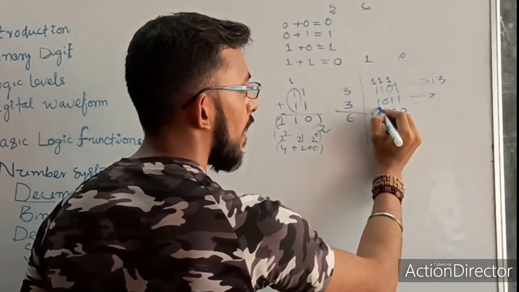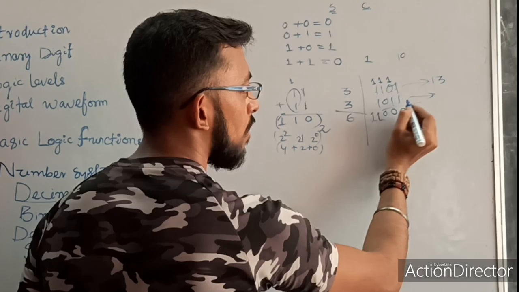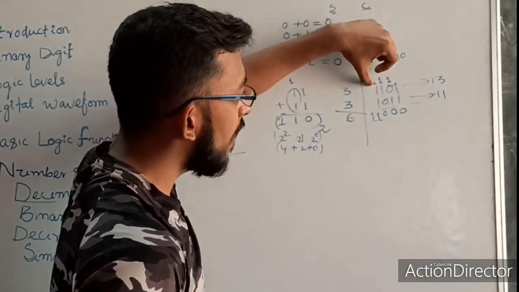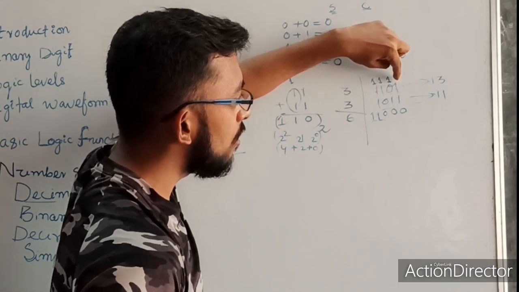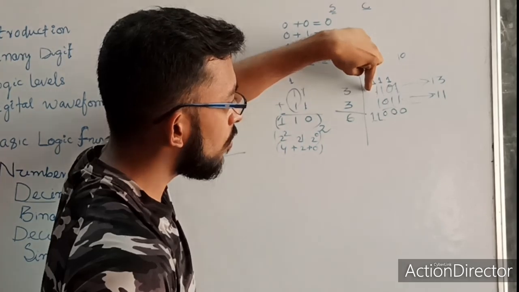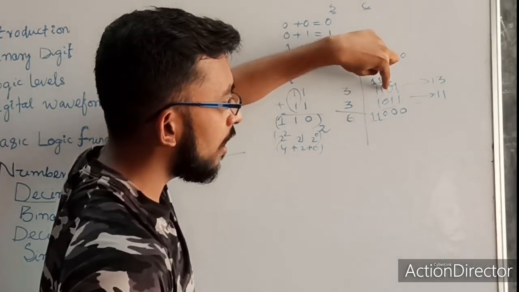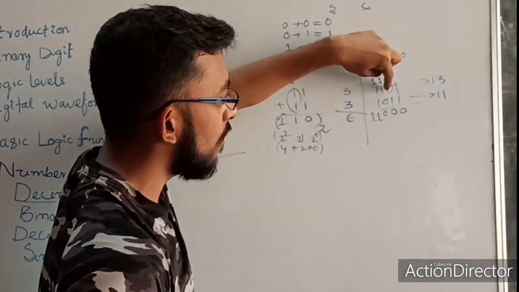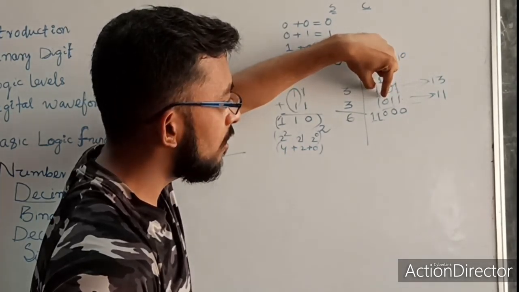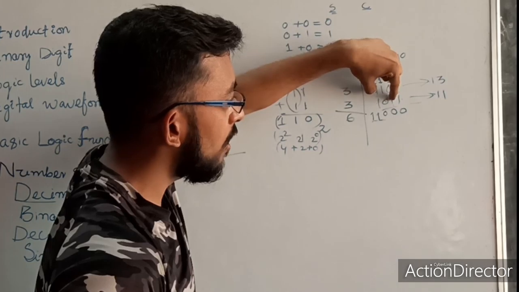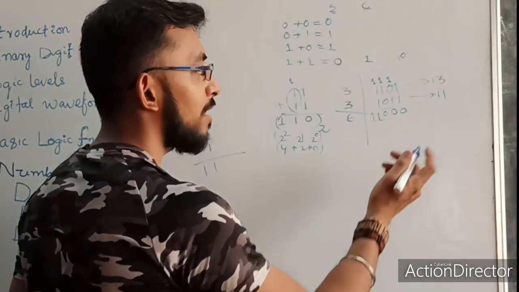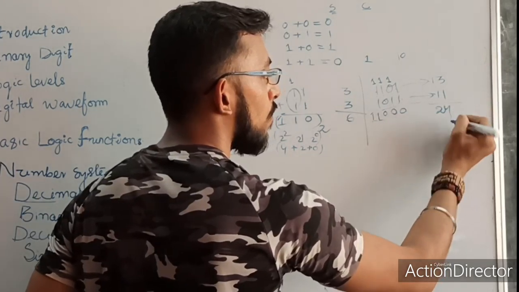What is this value? 8 plus 2 is 10, 10 plus 1 is 11. How am I converting this? The first value is 8, because this is 2 power 0, 1, 2, 4, 8. So 8 plus 4 is 12, there is no 2 term, and only the last term is there, so that's 13. Here it is 8, it is 0, and it is 1, so 8 plus 2 is 10, 10 plus 1 is 11. So if I add 13 plus 11, it will give me the value 24.